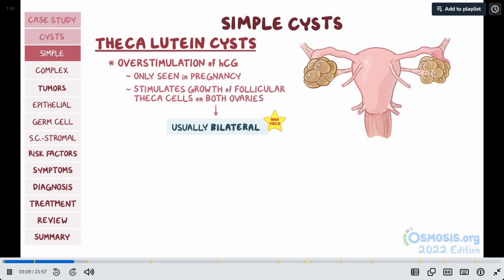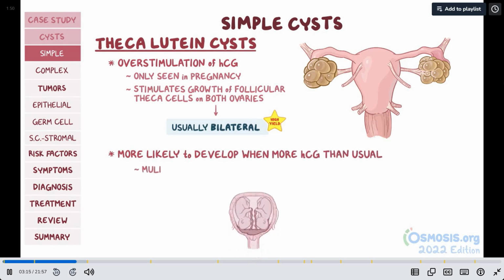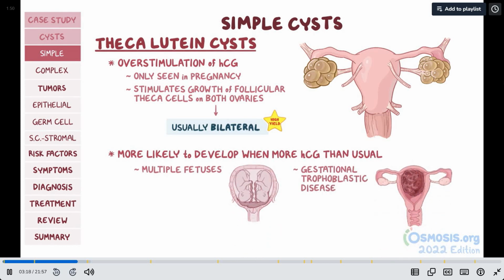Another important thing is that theca lutein cysts are much more likely to develop when there's more HCG than usual. So the scenario will usually include multiple fetuses or gestational trophoblastic disease, like hydatidiform mole or choriocarcinoma.